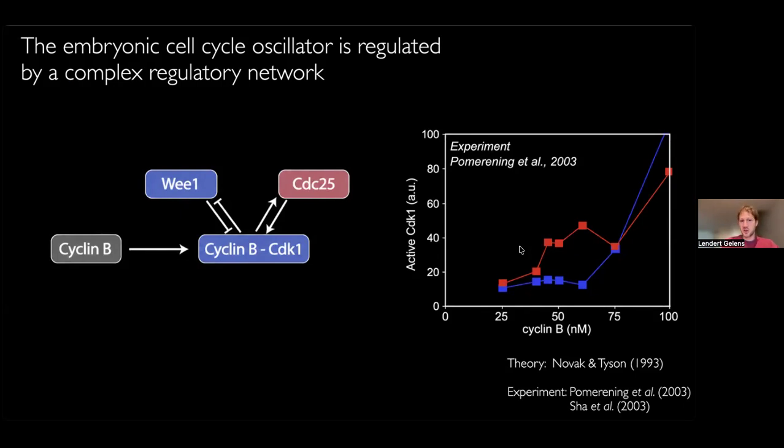And so that was done in 2003, and I'm showing here the experimental results. And you can see that there's a difference when you increase cyclin levels in blue and when you decrease cyclin levels in red. So there's hysteresis, and that points to the presence of a bistable switch in this system. And having such a switch makes the transition from interphase to M phase irreversible.